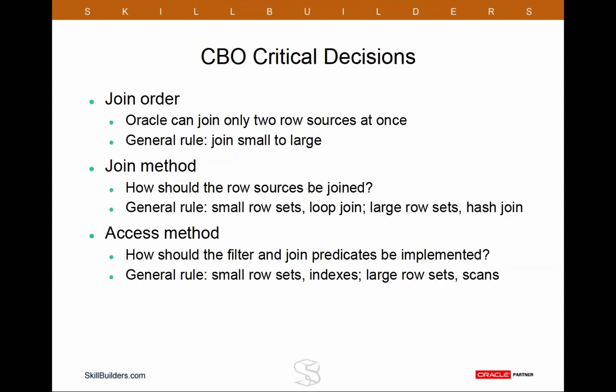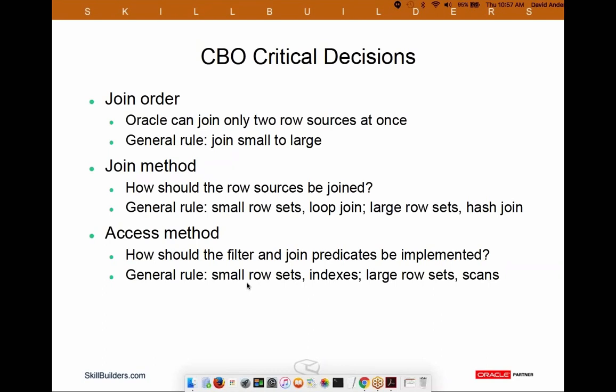Another critical decision. The access method. Remember we saw the 15 access methods in the rule-based list? We had by unique or primary key, we had by row ID, which was actually number 1, and the last one was the full table scan. So the access method is a critical decision. How should the filters, a filter is a where clause predicate, and join predicates be implemented? And the general rule is small row sets use indexes, large row sets use scans. Think about that.